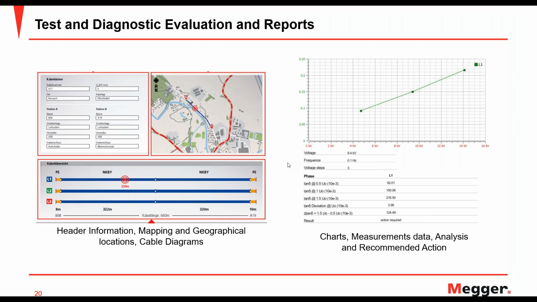And on the right, we have the analysis. So we have the charts, the measurement data, as well as recommended action. In this case, a tan delta measurement was performed. We can see at 9.4 kV the frequency, the voltage steps, as well as the results of the measurement and some of the statistics that were determined there, as well as the result giving us the recommendation.